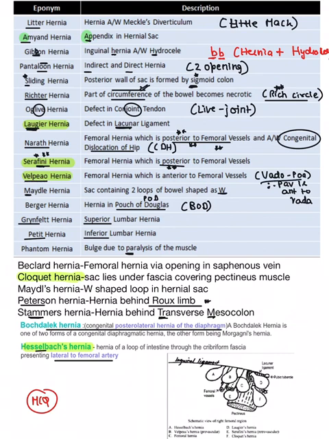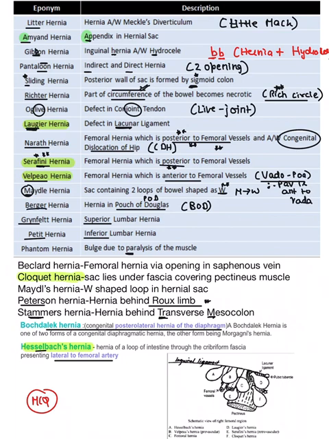How have I remembered it? I have remembered it as vada pav. In vada pav, if you eat, guys, the vada is stuffed between the pav, so this pav is anterior to the vada, that means that is anterior to the femoral vessel, guys. Then Maydl's hernia: make the M into an upside-down W, that is a two-loop hernia containing a slack loop, guys.